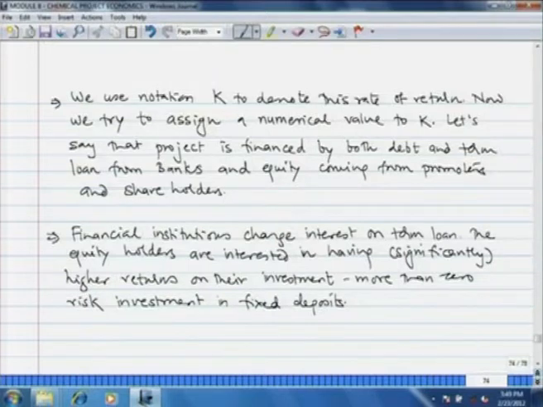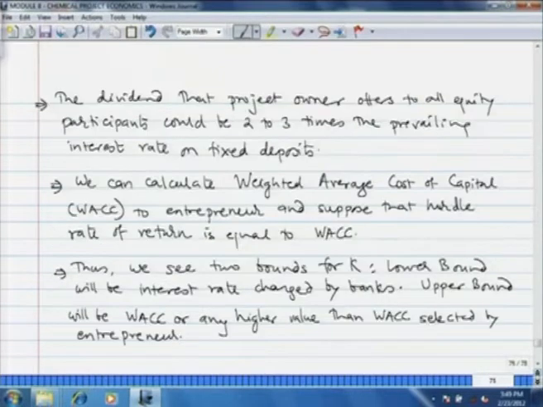The financial institutions charge interest on the term loan, and the equity holders are interested in having significantly higher returns on their investment, more than the zero risk investment in fixed deposits. So the dividend that the project owner has to offer in order to attract the investment to all the equity participants could be about 2 to 3 times the prevailing interest rate on bank deposit, as I just said.